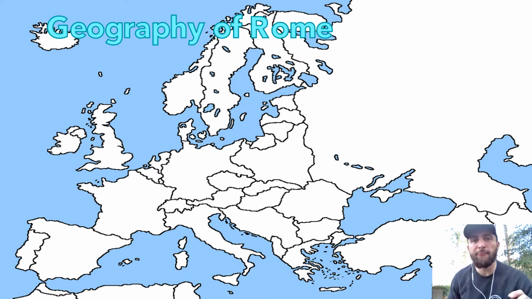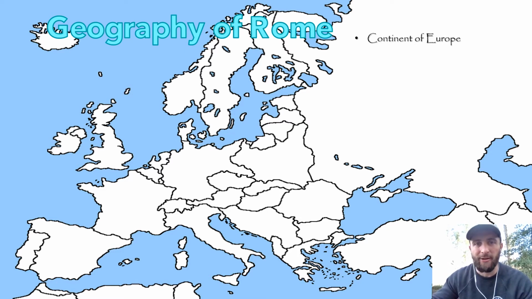Alright, so the first thing we need to understand about the Romans, or any other ancient civilization that we study, is the nature of their geography. And that's not just a matter of memorizing geographic features and then being able to recite them, but moreover, understanding how their geography affected their way of life. So Rome, as we know very well, is located on the continent of Europe. That's what you're seeing on this entire map right here.